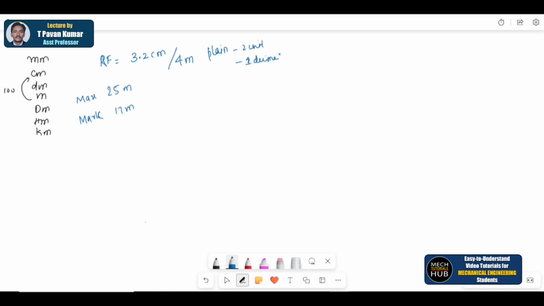This is what I said, no? And those 2 units could be same or different. For this case 2 units are same. Okay, what is that? He is asking us to mark 17 meters. Okay, we'll see step by step how, because you don't have any sub units. So we'll see one by one.